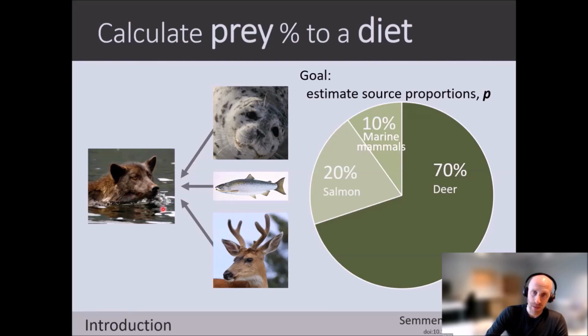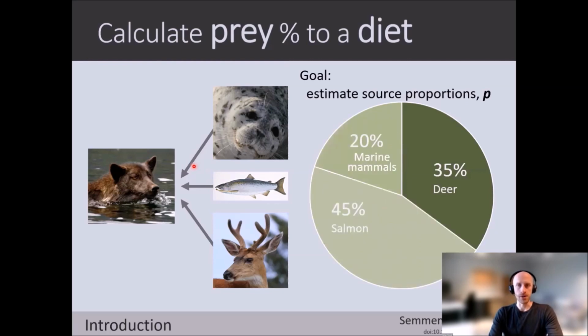So in this wolves example, the result from the model might be that these wolves are eating 10% marine mammals, 20% salmon, and 70% deer. So those percentages are what we're after. And maybe the answer is 35% deer, 20% marine mammals, or 45% salmon.